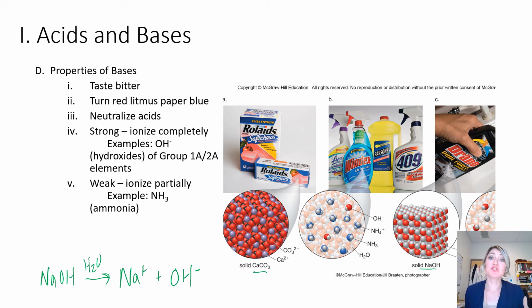Weak bases, just like weak acids, are going to ionize partially. An example would be ammonia. It's not going to accept all the protons from all the water, and it's not going to completely ionize, and that makes it a weak base.